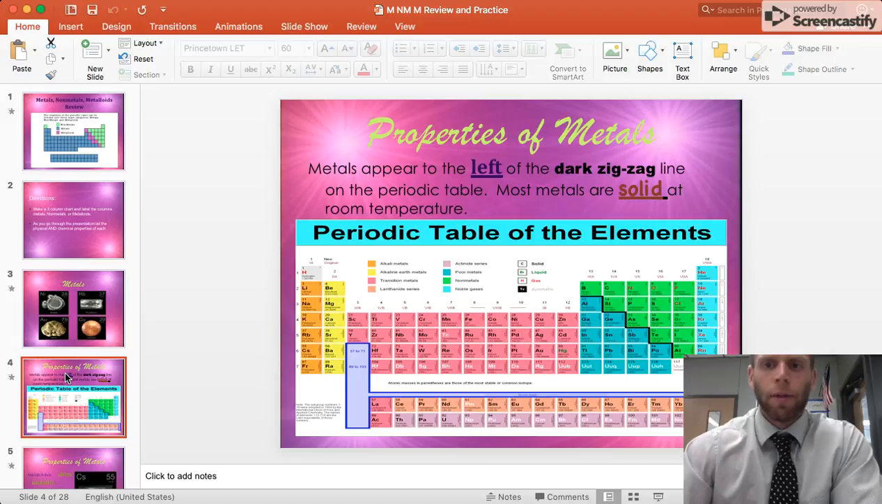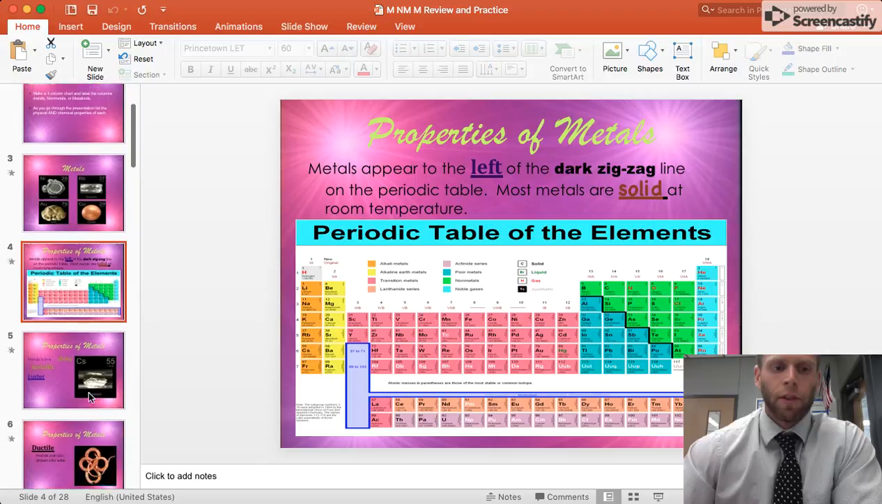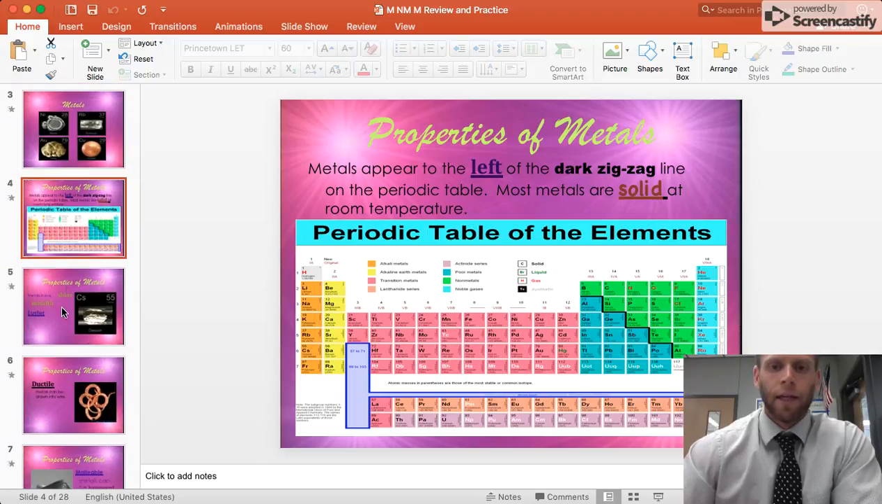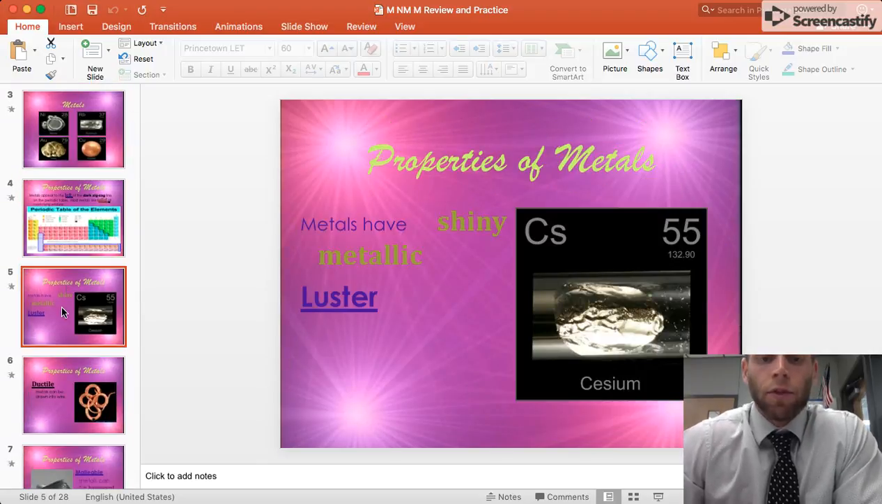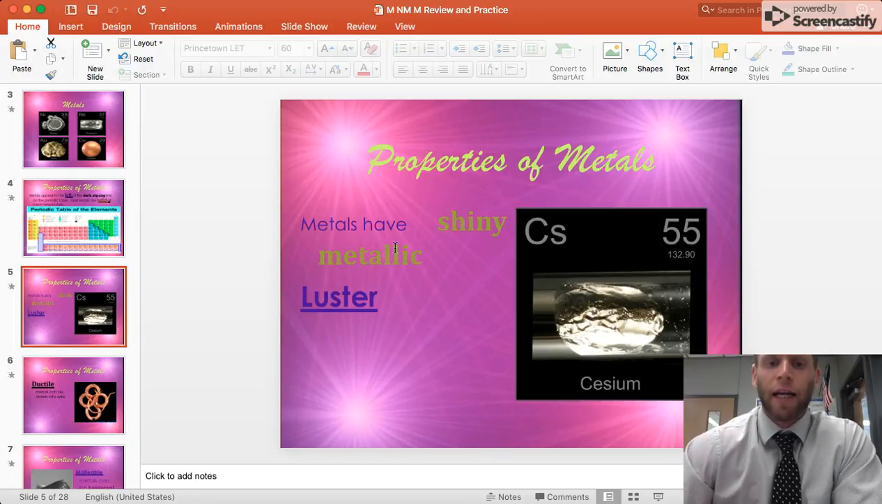All right, so what are our properties of metals? So metals appear to the left of the staircase on the periodic table. Most metals are solid at room temperature, meaning that whatever room temperature is, they are a solid state of matter. So one other property of a metal, they have a shiny metallic luster. So their luster is shiny and metallic. And then we have a picture there of cesium, which is element number 55.